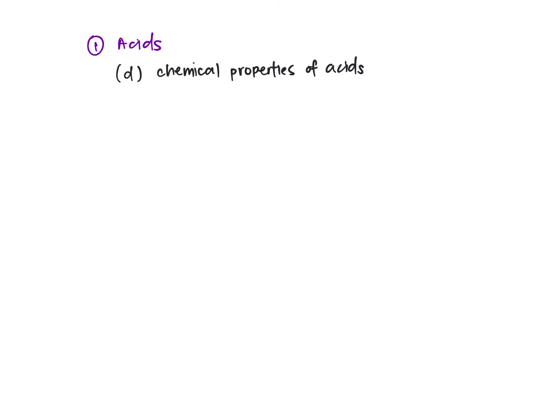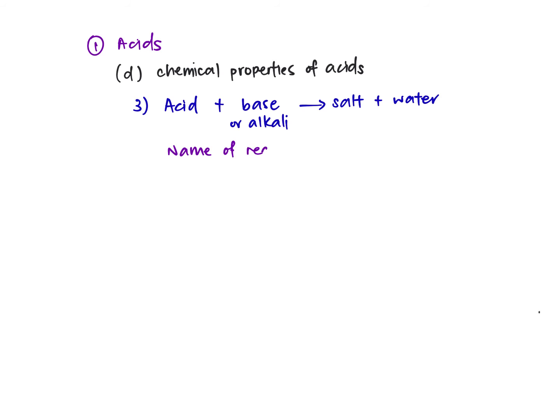The next, third chemical property of acid: when acid reacts with a base or alkaline, salt and water will be formed. The name of this reaction is neutralization.